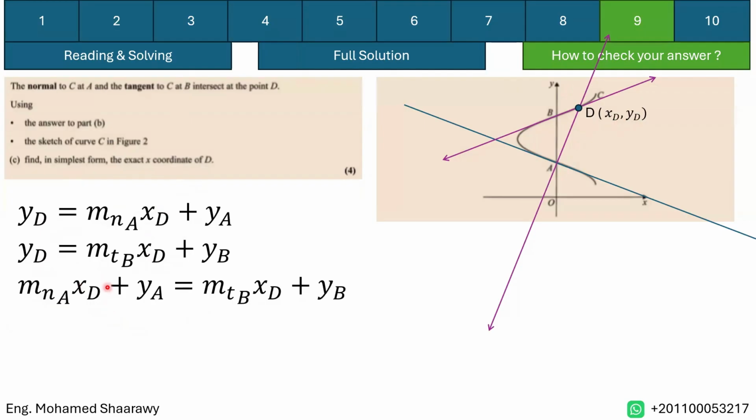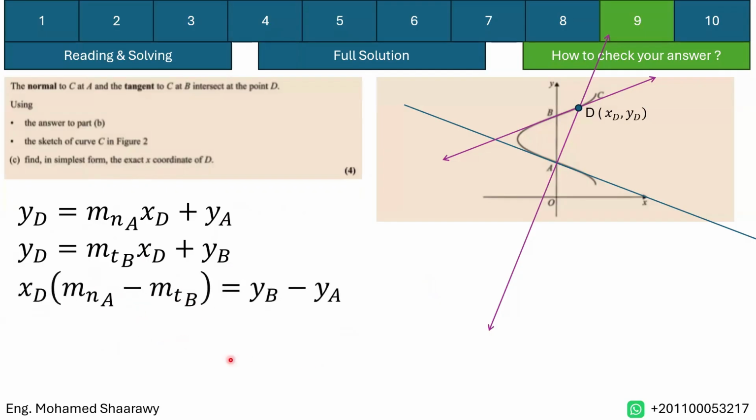But let me first make it the subject. So let's subtract both sides and get all the x of D's on the left-hand side. So let's move this by a negative sign and move this here by a negative sign. Yes, and move this here by a negative sign. And now let's take x of D as a common factor. And now let's divide by this here.